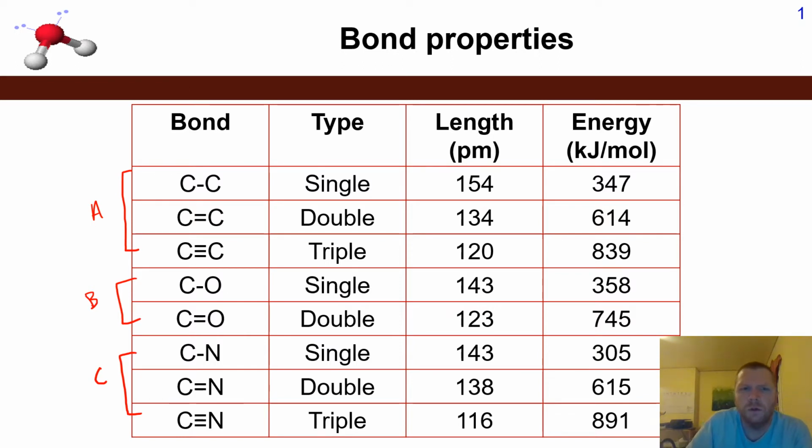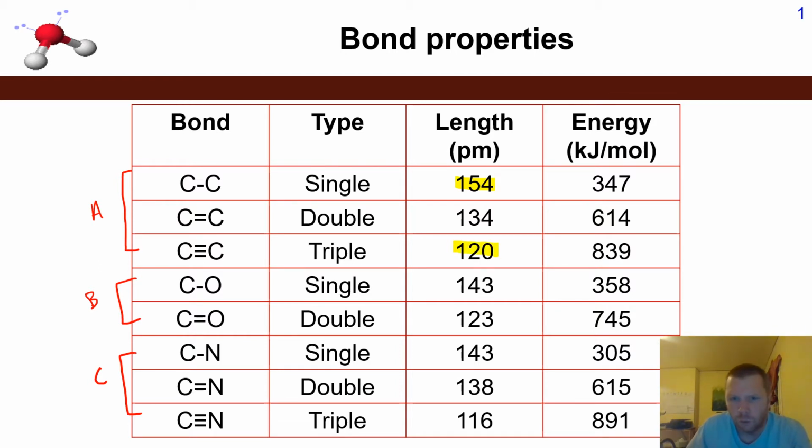So this first group right here, A, we've got carbon-carbon bonds. These are all carbon-carbon bonds. Talking about a single carbon-carbon bond, a double bond between two carbons, and a triple bond between two carbons. Now, what's unique about this is if we look at our single bond, it has a length of approximately 154 picometers, whereas a triple bond is 120 picometers.